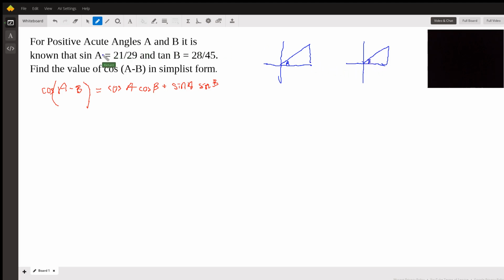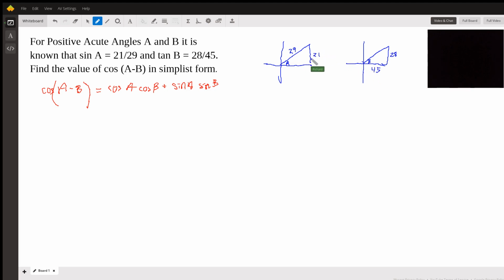And we're told that the sine of A is 21 over 29. Well, the sine is opposite over hypotenuse, so it's going to be 21 here, 29 here. We're told that the tangent of B is 28 over 45, so it's 28 opposite over adjacent 45.